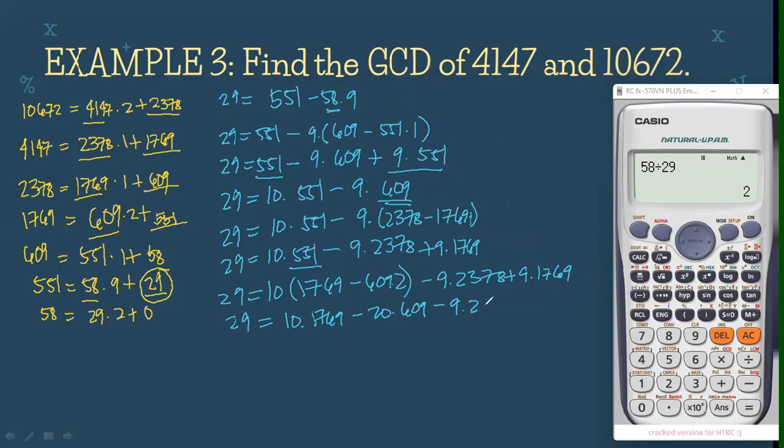minus 9 times 2,378 plus 9 times 1,769. Then combine like terms po. So we have 29 is equal to 19 times 1,769 minus combine like terms din po. Negative 20 minus, hindi po pala tayo... Then, hanap po tayo ng kaparehas. Wala na pong kaparehas. So, meaning to say, copy lang po natin yan.